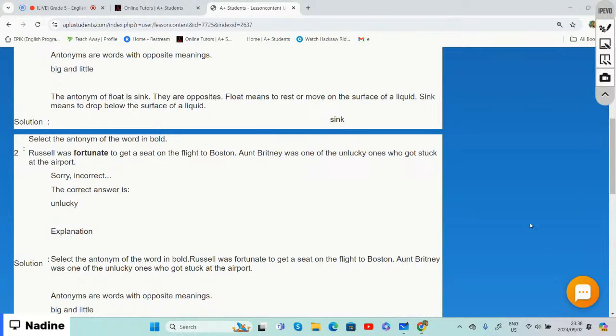All right. Now it says select the antonym, words with the opposite meanings. We need to select the antonym of the word in bold. And remember, your answer will be in the next sentence. It says Russell was fortunate to get a seat on the flight to Boston. Aunt Brittany was one of the unlucky ones who got stuck at the airport.